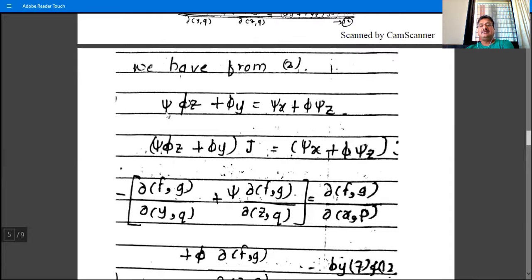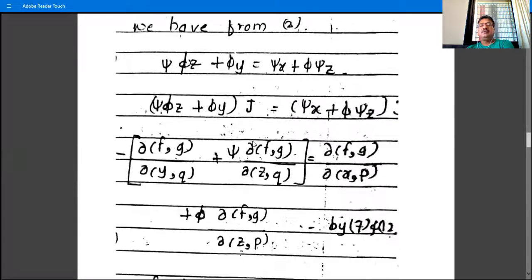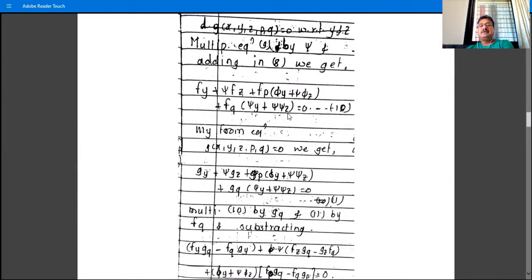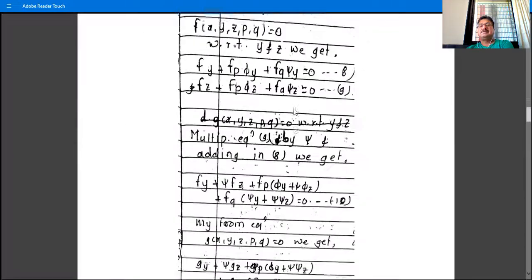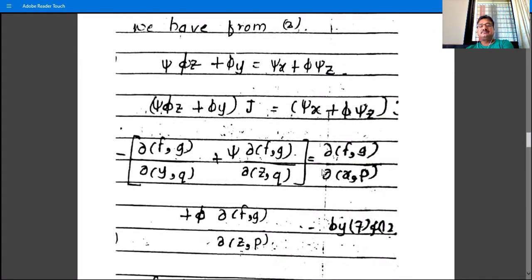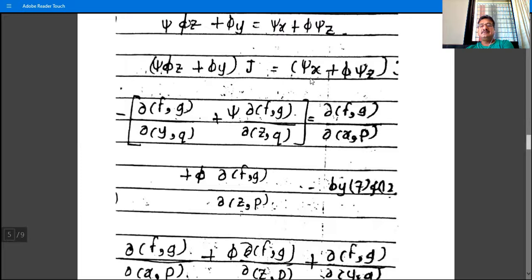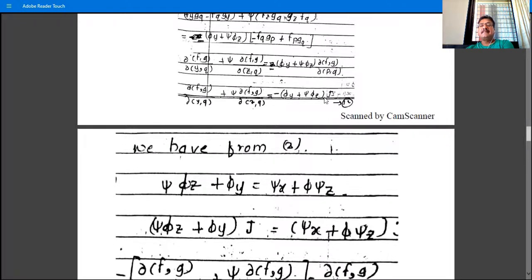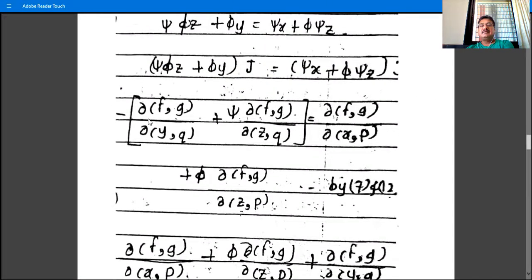Okay, only multiply by J. Then the next step is to multiply by J, the Jacobian, that is ∂(f,g)/∂(p,q), on both sides. The value of this quantity, psi x plus phi psi z, from equation number 7, is ∂(f,g)/∂(x,p) plus phi ∂(f,g)/∂(z,q). The value of this quantity, psi x plus phi psi z into J, is this, and the value is this minus. Actually, the minus is shifted to here.